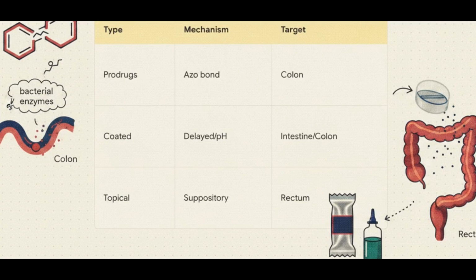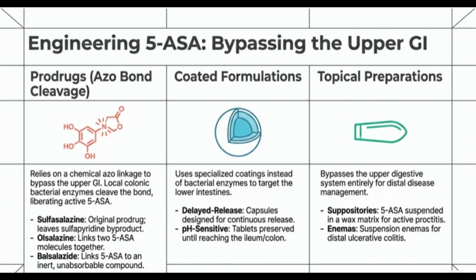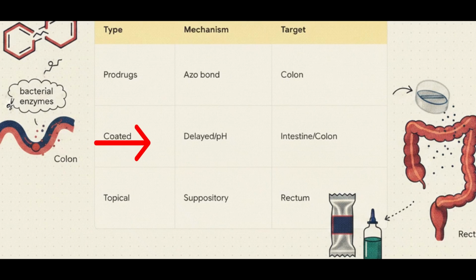So to solve this anatomical puzzle, we use three distinct delivery vehicles. First up, prodrugs. These use a clever chemical azo bond that completely survives the stomach and small intestine. It isn't until it finally reaches the colon that local bacterial enzymes, azoreductases, actually cleave that bond and release the active drug exactly where it's needed. Pretty neat, right? Second, we have coated formulations. These use delayed or pH-sensitive coatings that only dissolve when they reach the specific environment of the small intestine or the colon.